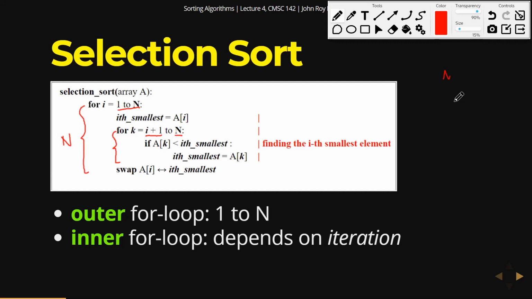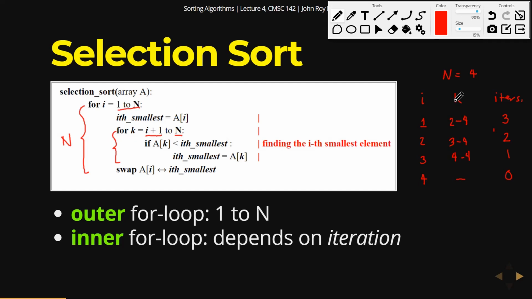So let's say that n is equal to 4. So i would be 1, 2, 3, and 4. So what would be the range for k? k would range from 2 to 4. This one would be 3 to 4, and then 4 to 4, and then here there's nothing because it's already the last item in the array. Now, how many iterations would that be? So 2 to 4, that would be 2, 3, 4. So there's 3 iterations, 2 iterations, and then 1 iteration, and 0.